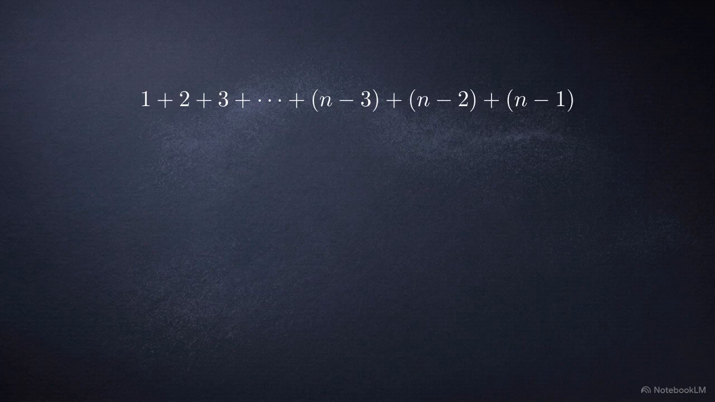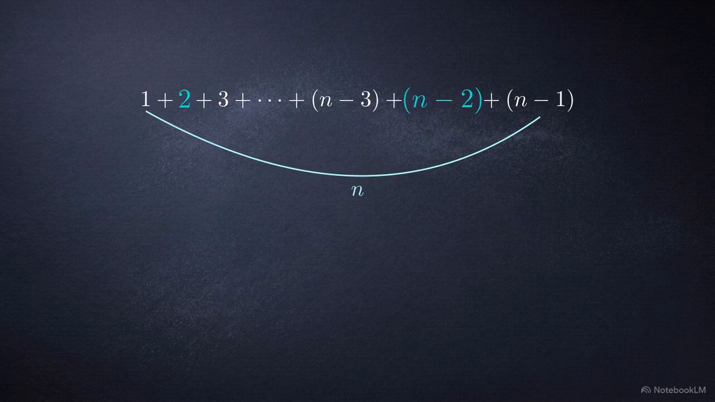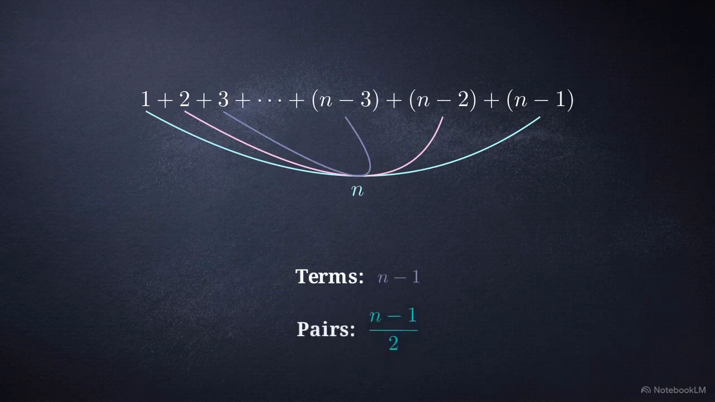We can group the terms to find a shortcut. If we take the first term, 1, and add it to the last term, n minus 1, they combine to equal exactly n. Move one step inward. Take the 2 and add it to the second to last term, which is n minus 2. Those also sum to n. Because we are pairing terms from the outside in, there are exactly half as many pairs as there are terms in the sequence. That gives us our multiplier, n minus 1 divided by 2.